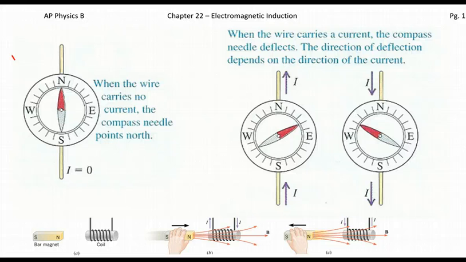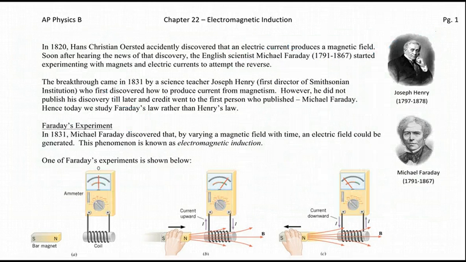he noticed that a compass needle became deflected by a current-carrying wire. Soon after this discovery, scientists started to search for further links between electricity and magnetism. And it was in 1831 that Michael Faraday discovered that he could produce electric currents by varying the magnetic field.